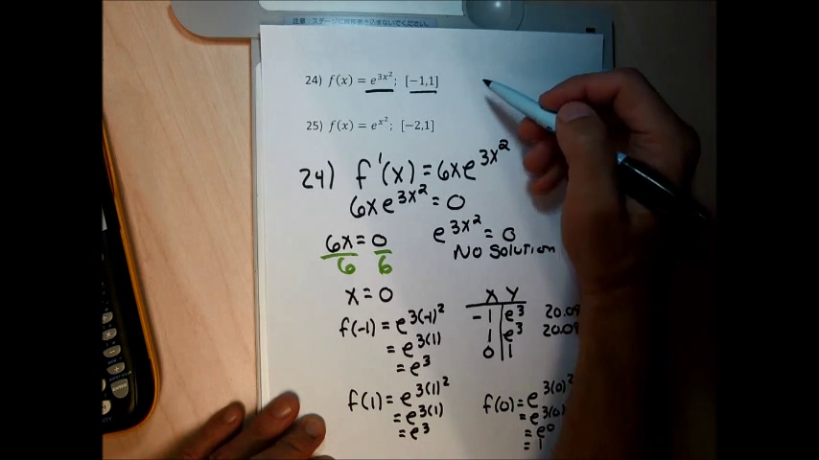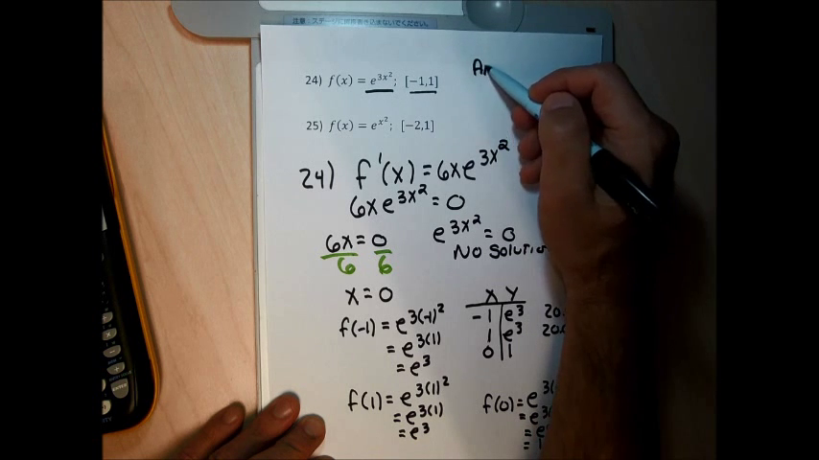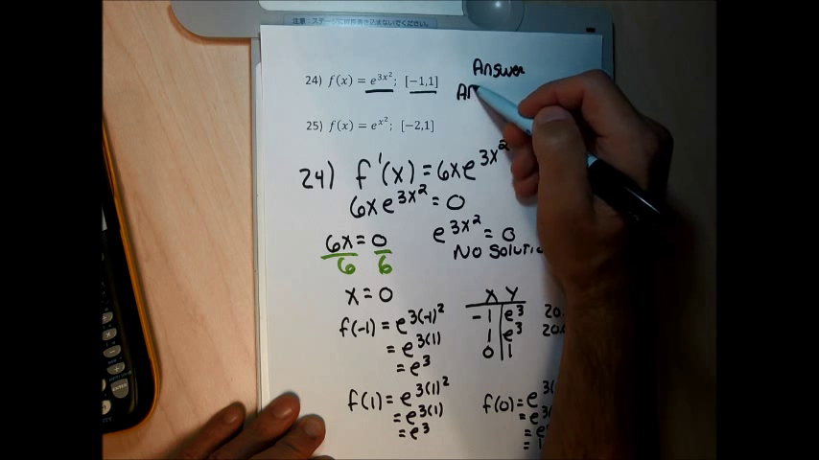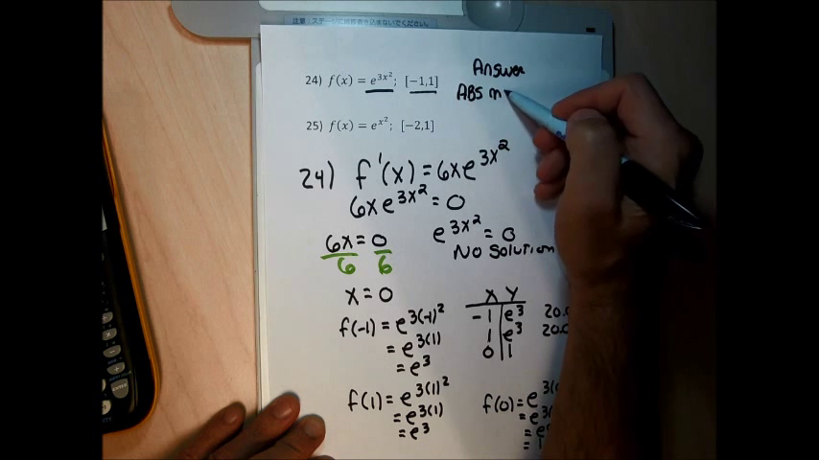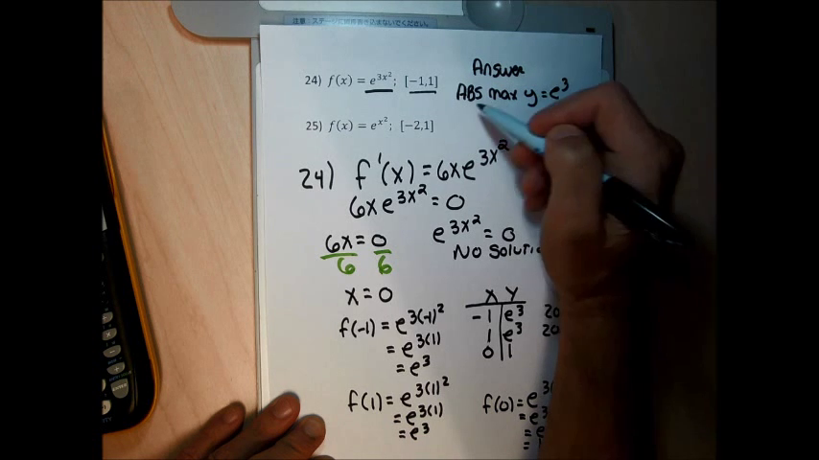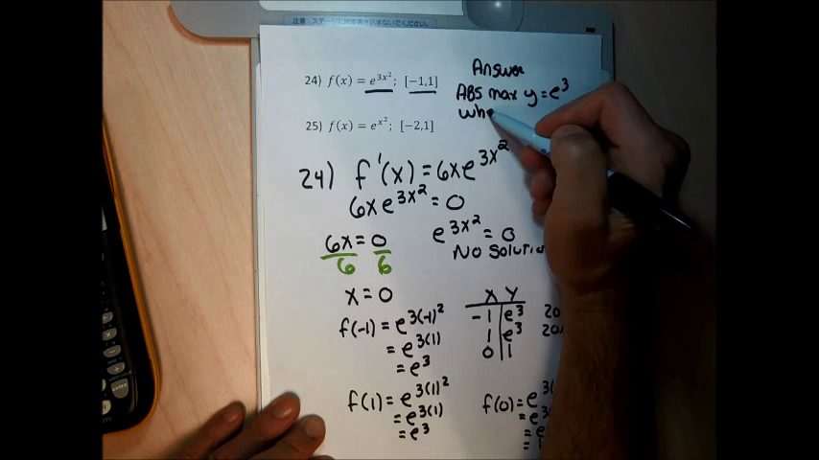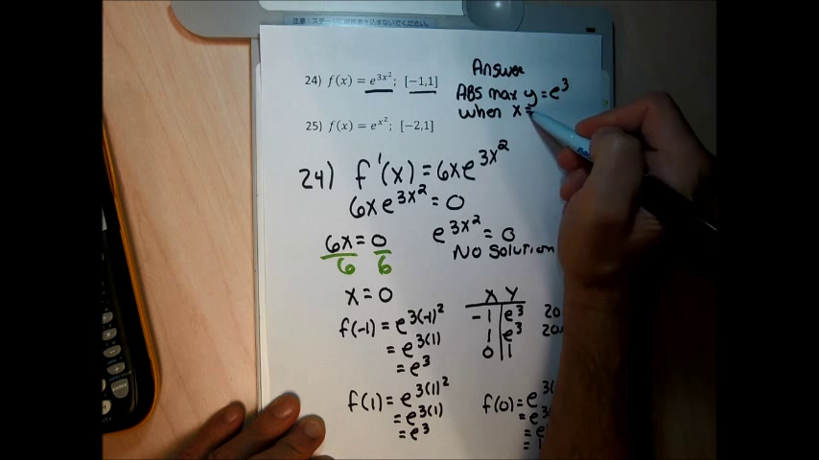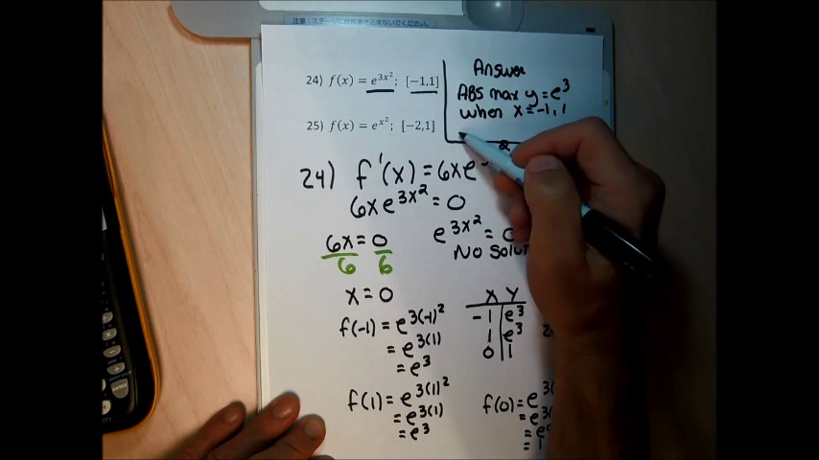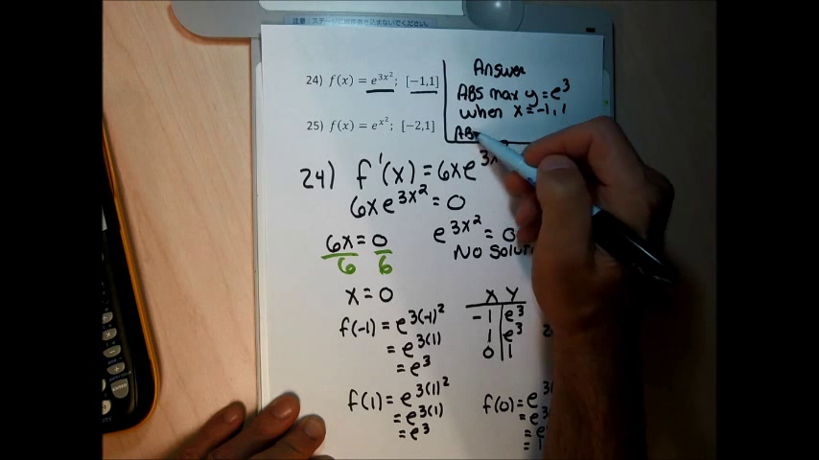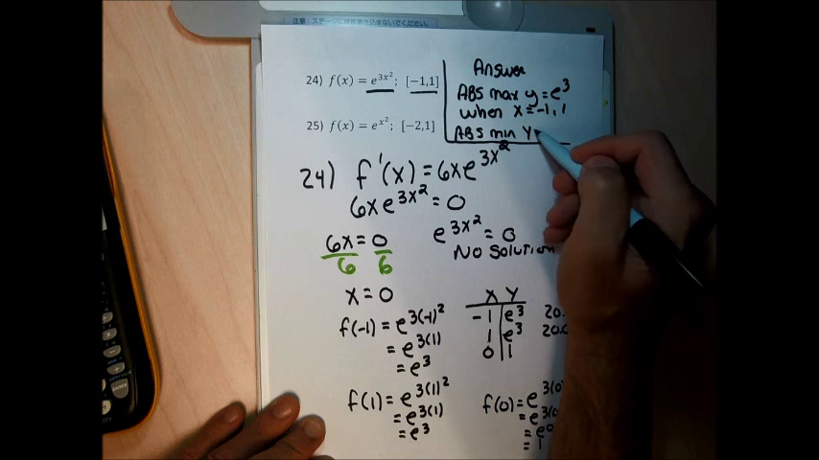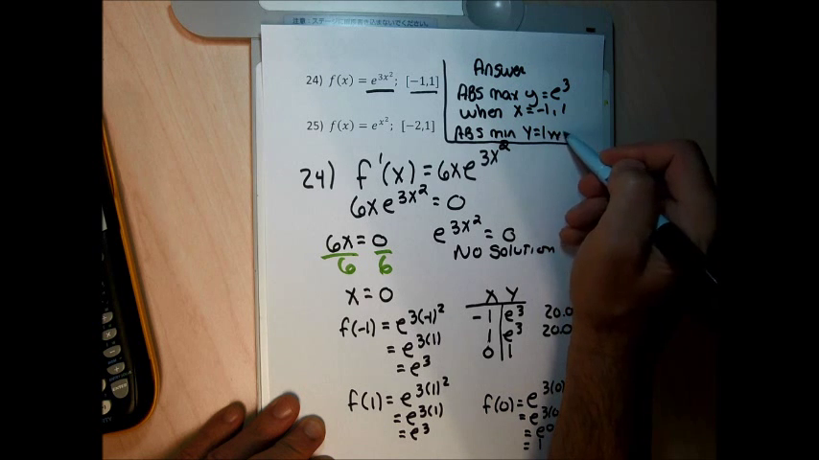So my guess for an answer for problem 24 is I think there's going to be an absolute maximum of y equal to e cubed, which occurs when x equals both -1 and 1, and there's an absolute min of y equal to 1 when x equals 0.